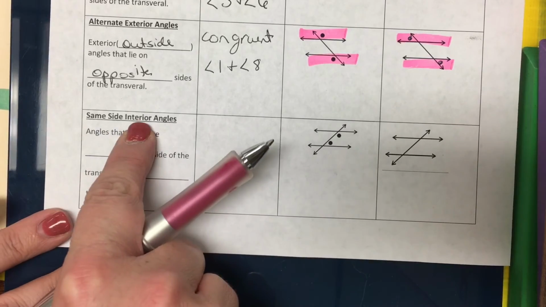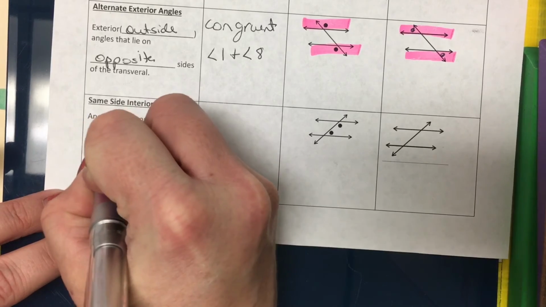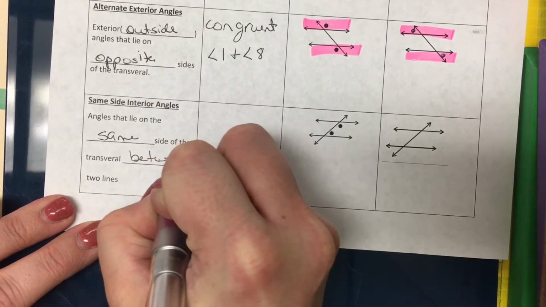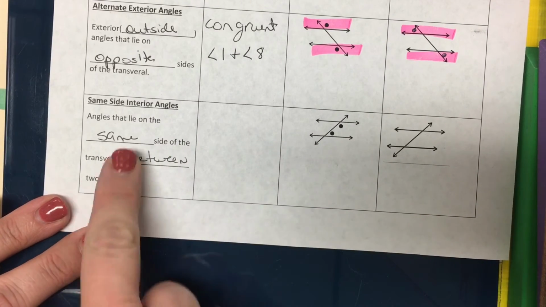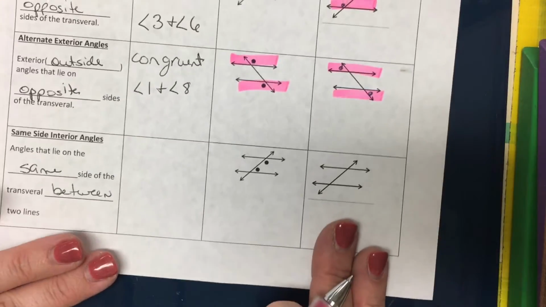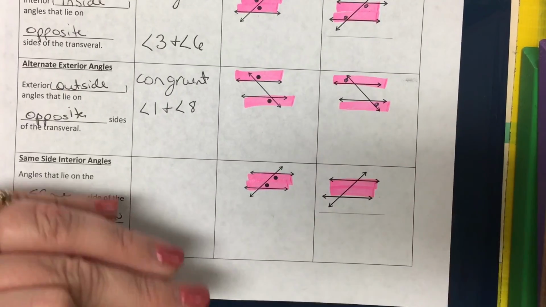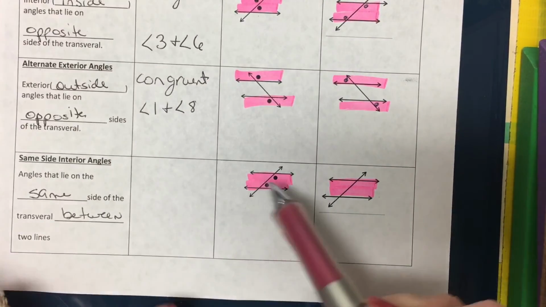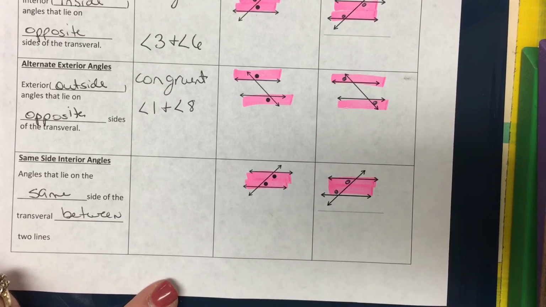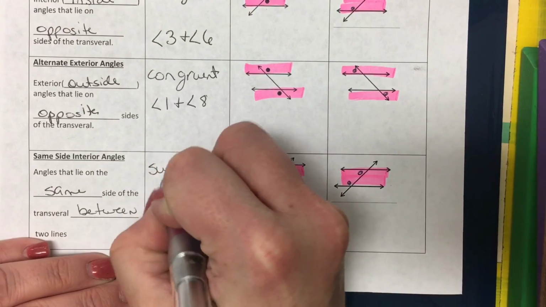Okay, same side interior angles. These are angles that lay on the same side of the transversal between the two lines. All right, so same side and on the inside. Okay, so they've got to be on the inside but this time they're on the same side of the transversal. So like here or here. Okay? These angles are going to be supplementary.